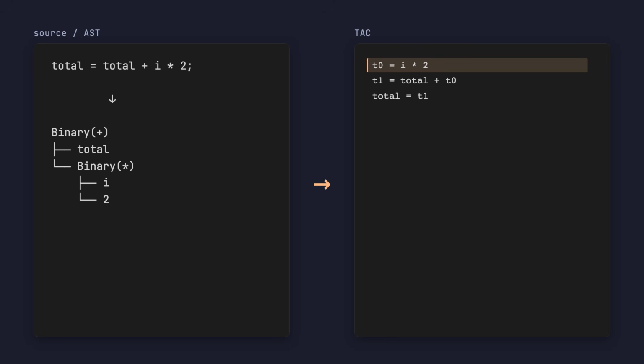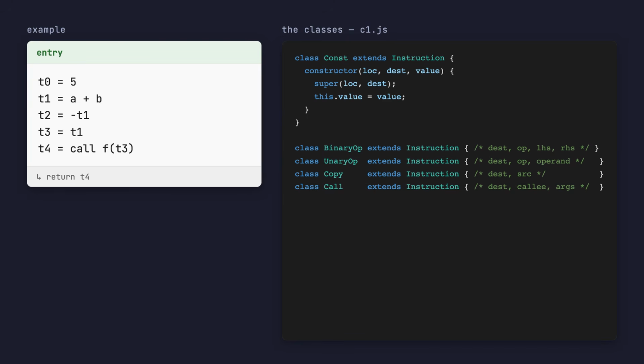Notice what just happened. The result of I times 2, that intermediate value that existed for a moment in the tree and then vanished, now has a name, T0. It's first class. We can talk about it, point at it, ask questions about it. The intermediate value was implicit in the tree. TAC makes it explicit. Here's a whole TAC instruction set for C1.